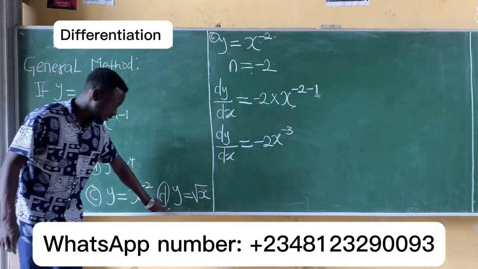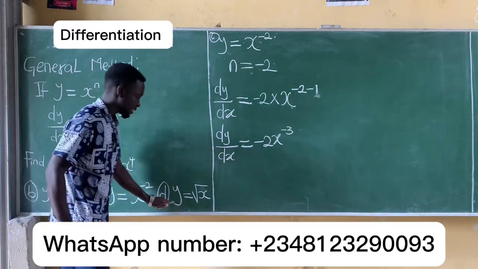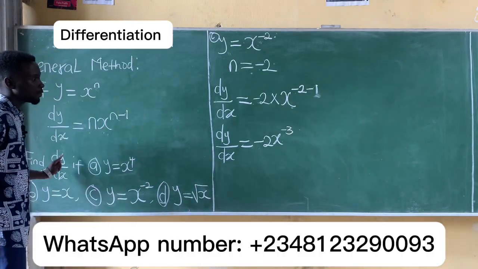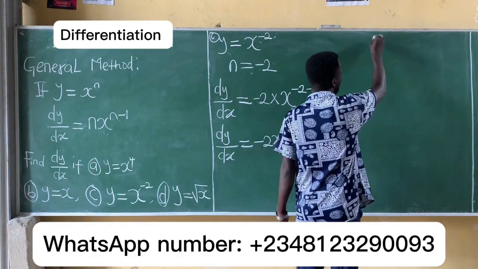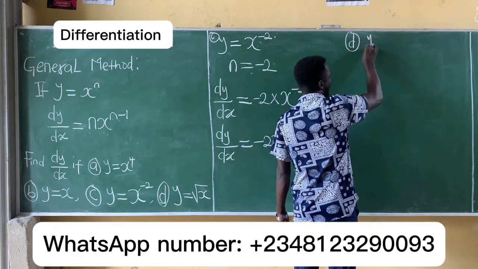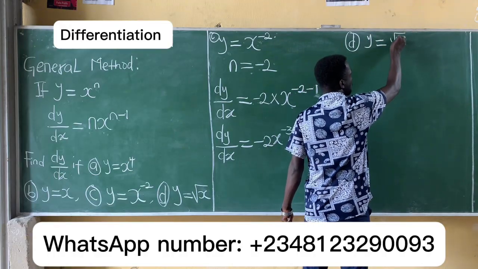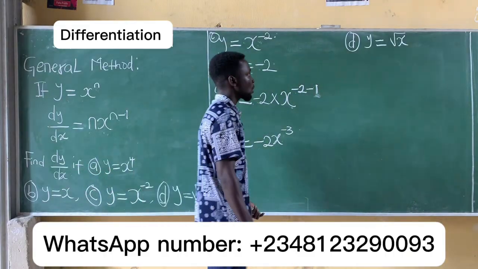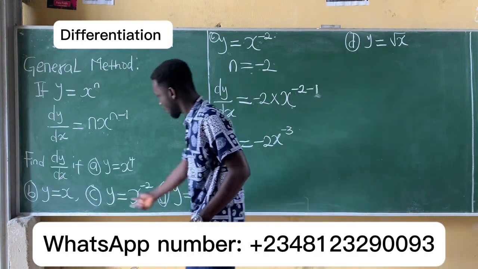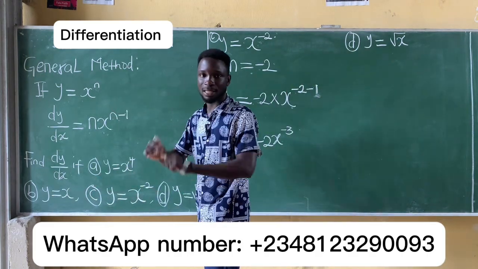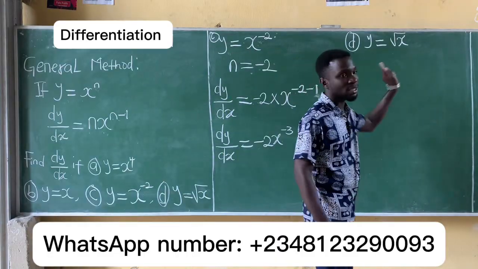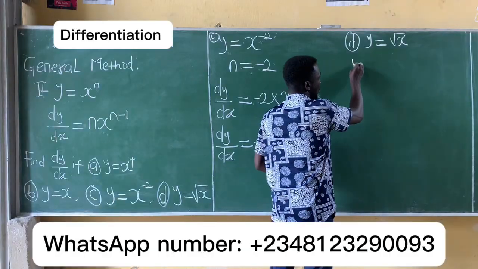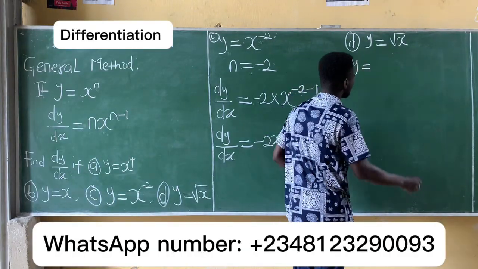The next one is D, which is: if y is equal to the root of x, find dy/dx. Unlike A, B, and C, where the function is stated plainly, this one they give us a square root. So how do you go about it? This becomes y equal to.